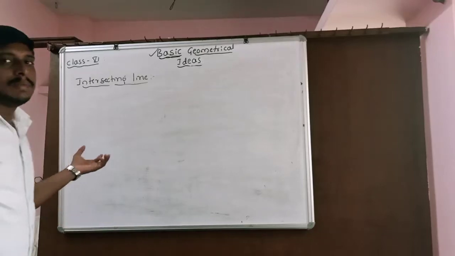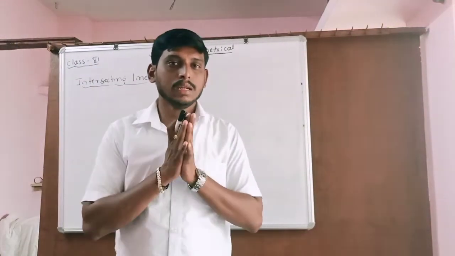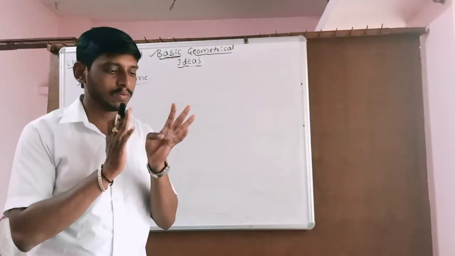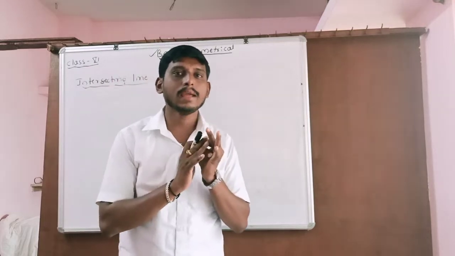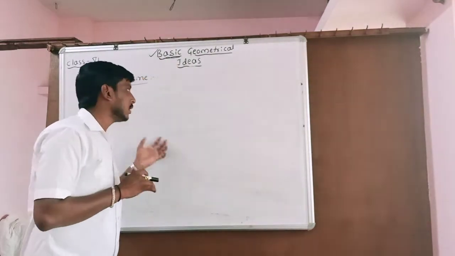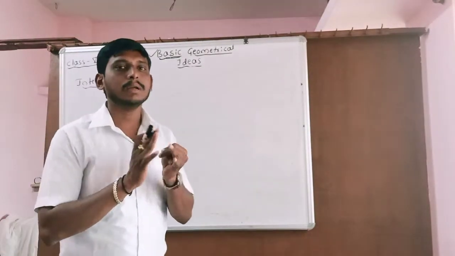So now we have completed the basic introduction about geometrical ideas. Last year we already studied this in the first chapter, Shapes: what we mean by point, line, line segment, and ray. Now some more important definitions will come here: intersecting lines, parallel lines, and perpendicular lines.